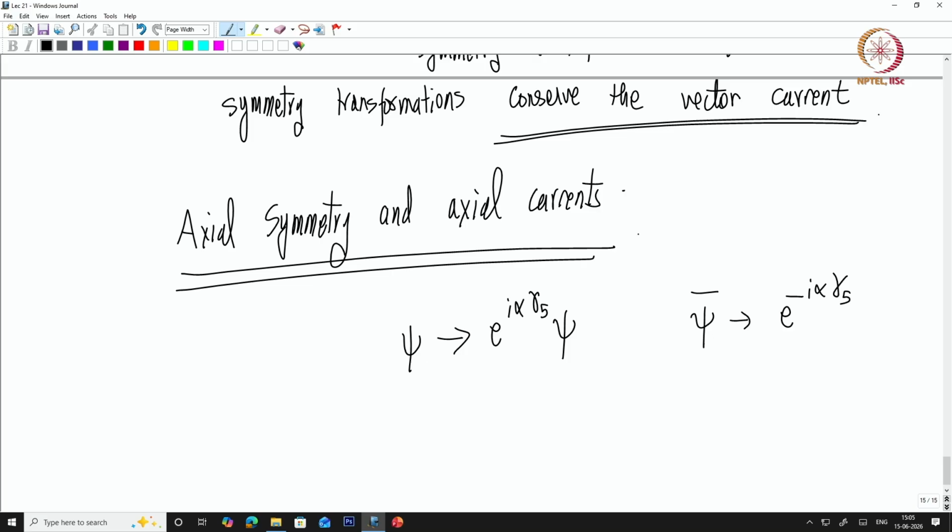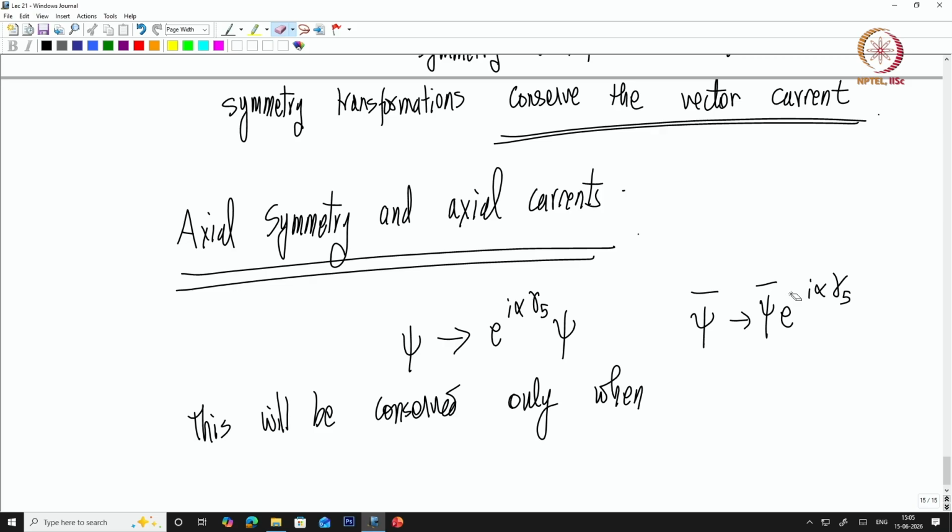Now psi bar goes as e power alpha gamma 5. This will be conserved only when gamma 5 dagger is minus gamma 5, so this will be conserved only when m is equal to 0.